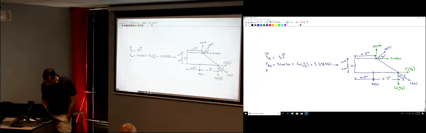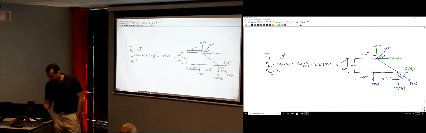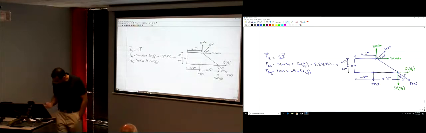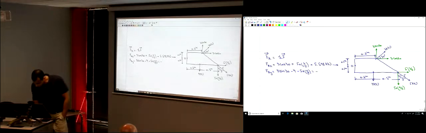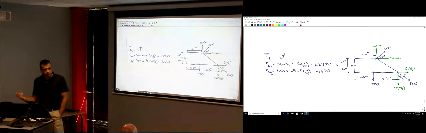What about the y component? 3 sine 30 minus 5 times 4 over 5 minus 4, which is equal to negative 6.5 kilonewtons. What does negative mean? It's downward. Okay? So this is downward.